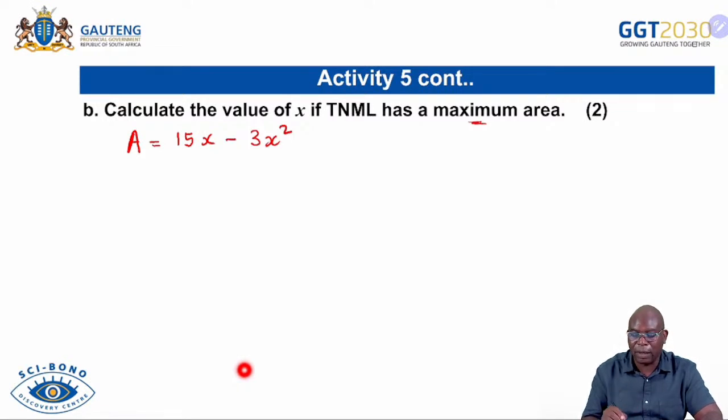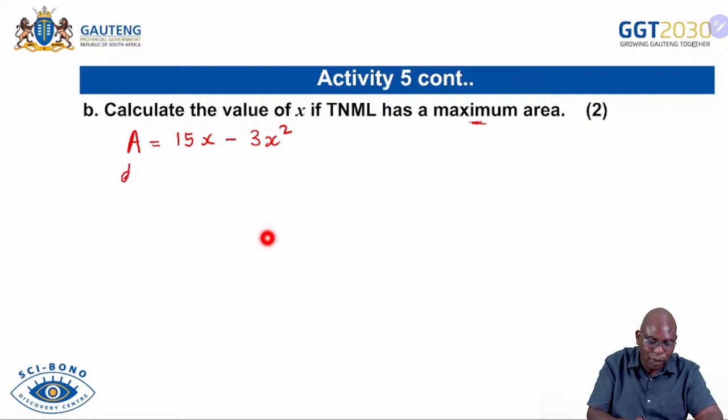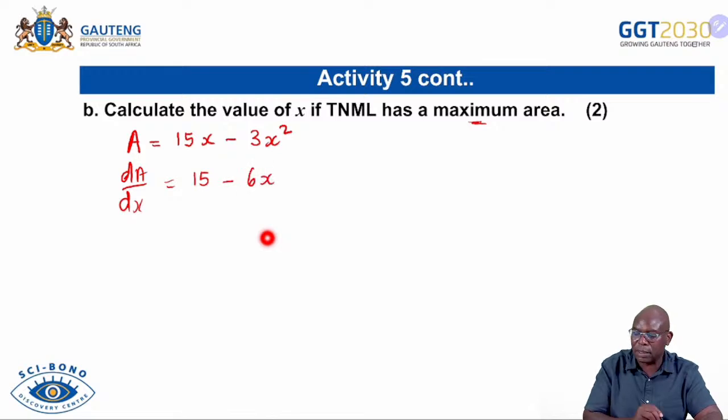Now, that question there, A equals 15x minus 3x squared, it's our area. So we need to find the value of x which will give us the maximum area. That should be easy. We're going to find dA over dx, which equals 15 minus 6x. Then from there, we equate this to 0. Remember, always equate to 0 with the maximum.